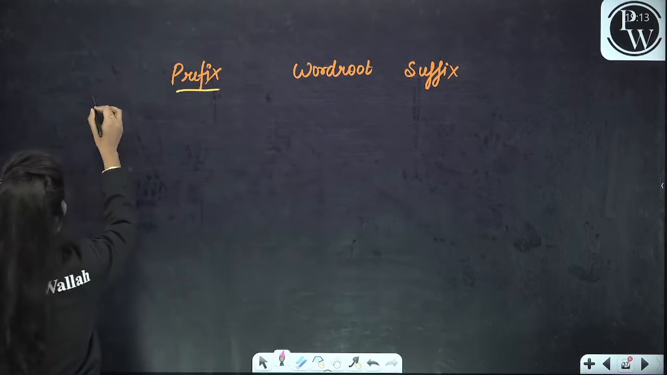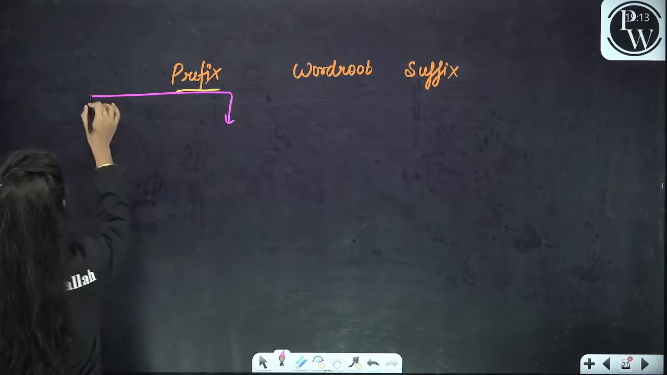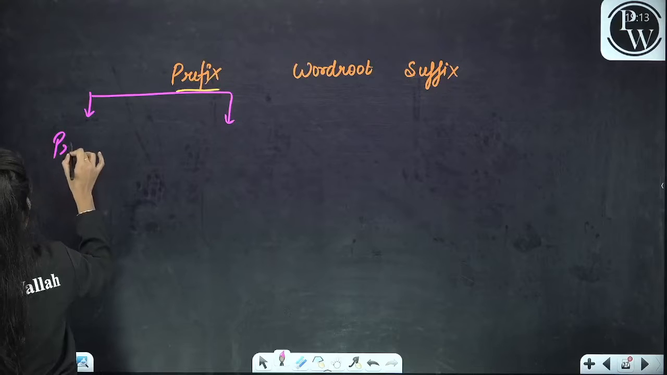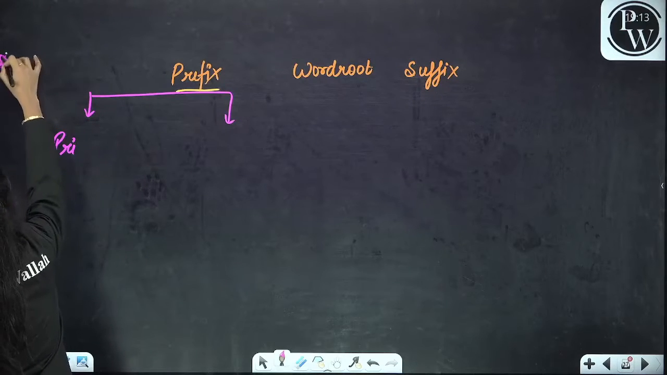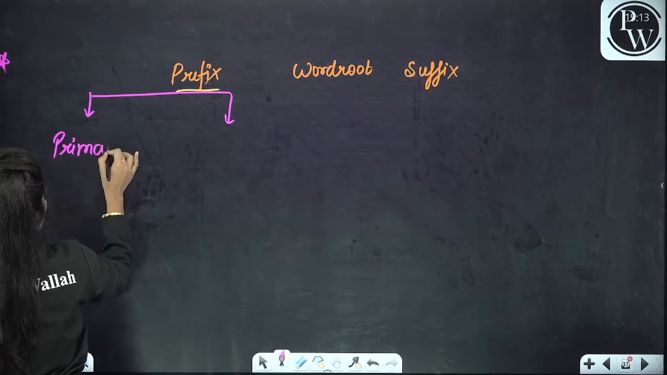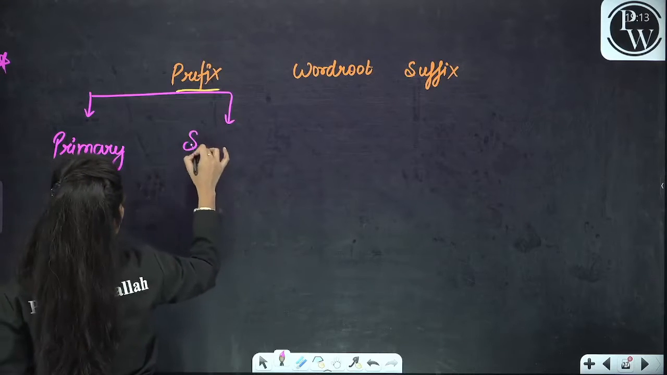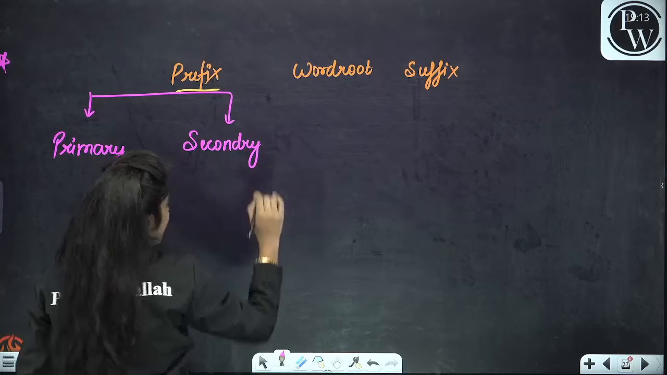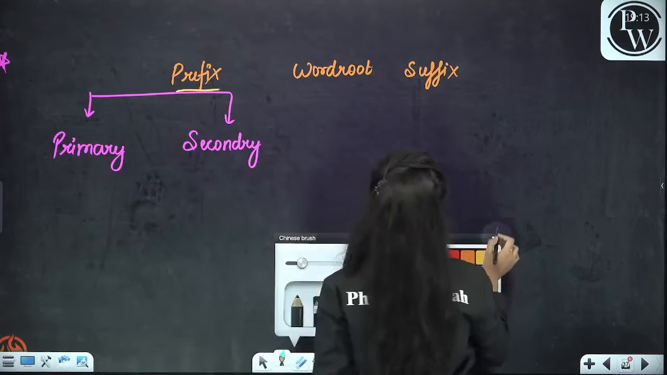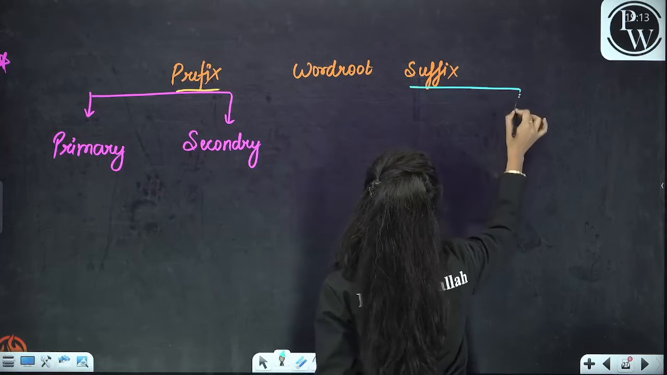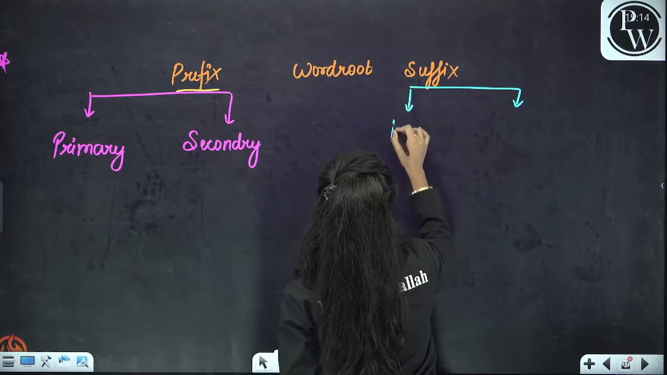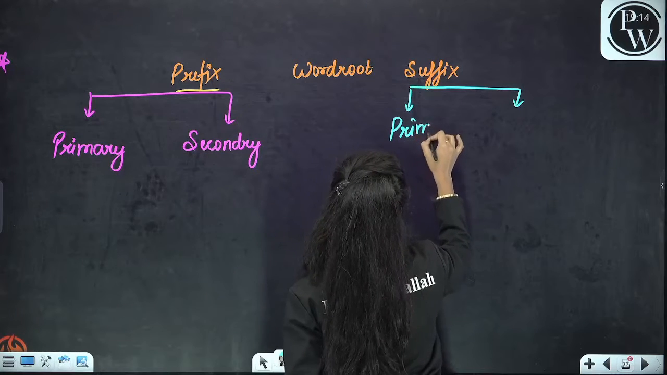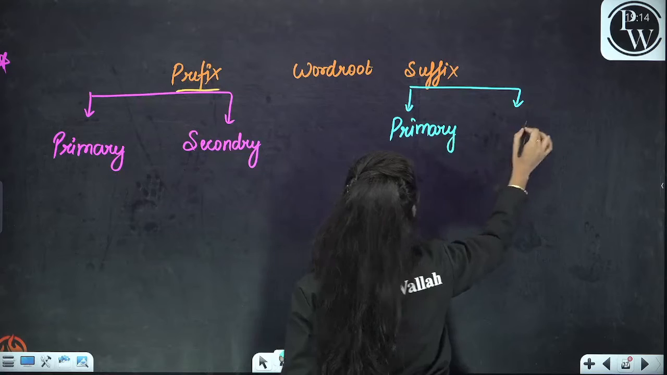Prefix. There are two kinds of prefix. One is your primary. This is one of your important slides. Primary, and the other is your secondary. Again, you have the suffix. Suffix is also primary and secondary.